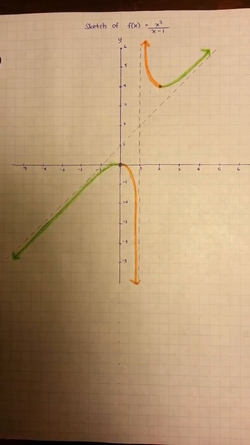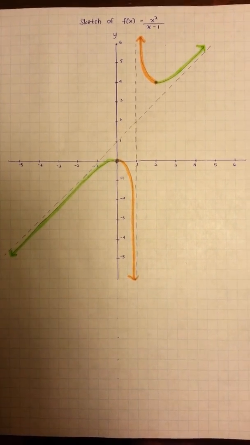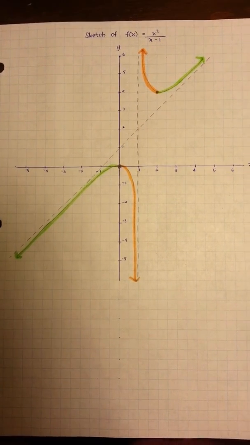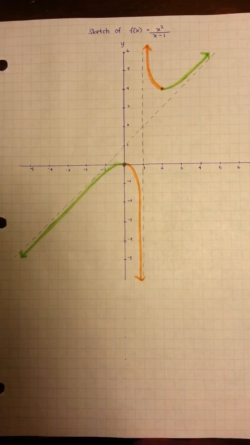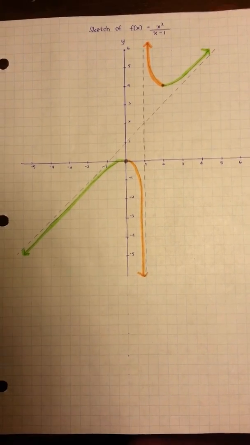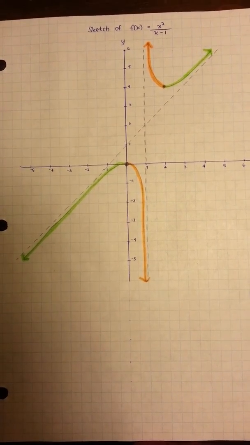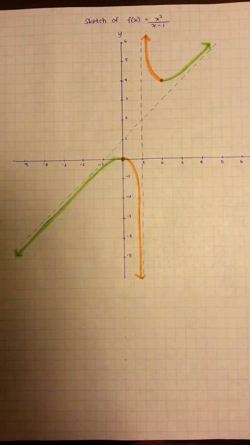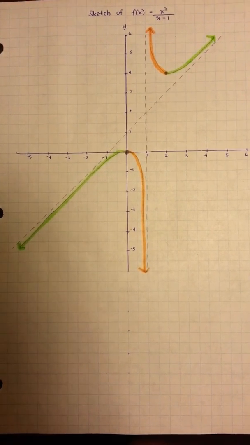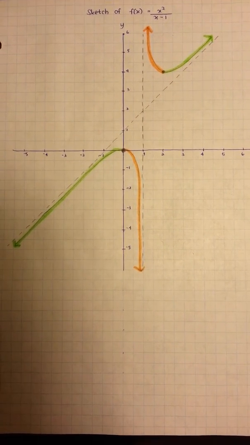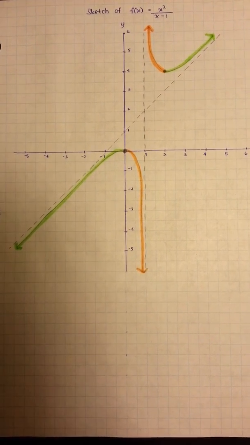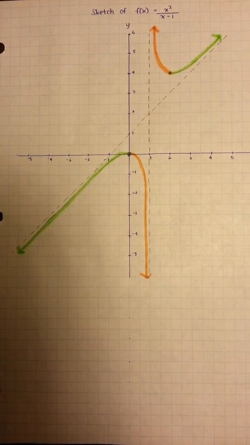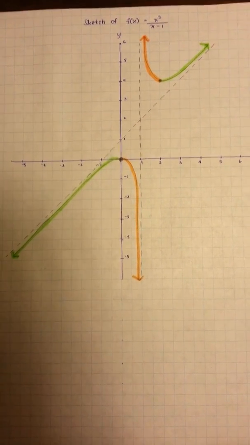So based on this information, I drew my graph. I started off by drawing my vertical asymptote, which is at x equals 1. And then I drew my slant asymptote, which is y equals x plus 1. So you can see that the two asymptotes intersect. Next, I plotted my x and y intercept, which was the origin, (0, 0). And I know my local minimum was (2, 4), so I plotted that in.